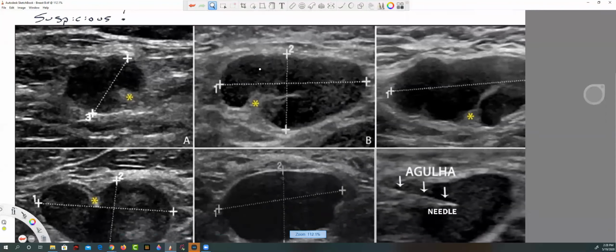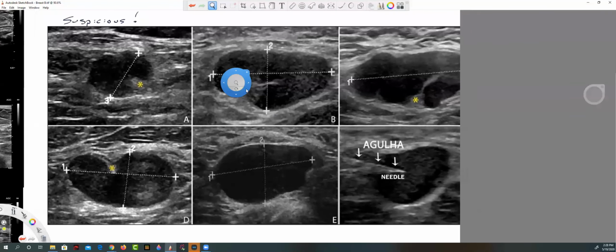And then these are all definitely suspicious. On this one, very little hilum left. Same thing here. Not much of a hilum. Both of them hypo, or well, all of them, all of these on the screen are hypoechoic, thickened. Down here, no hilum at all. Very concerning here. And this one's got a needle going through it as well.